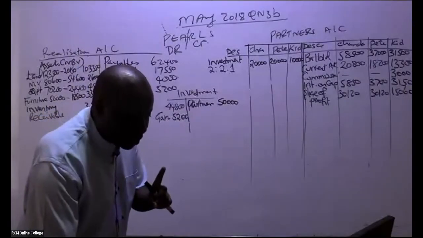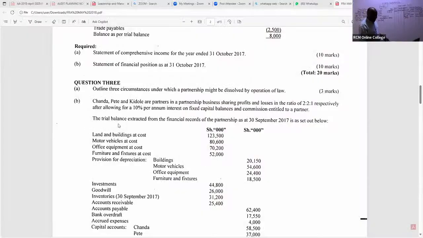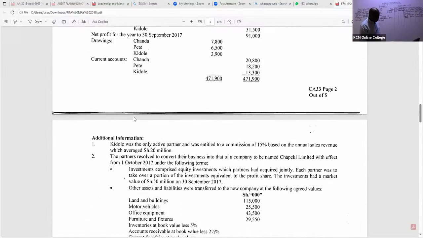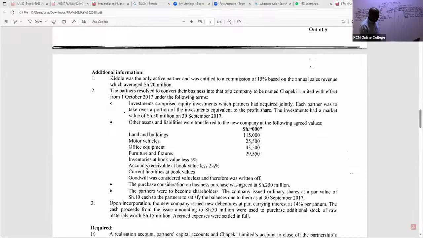Now we continue. Slowly, we are reading our notes here because we want to balance this. We finish it up. Now, ladies and gentlemen, when you read here, what else have they told us? We are told goodwill was considered valueless and therefore was written off.